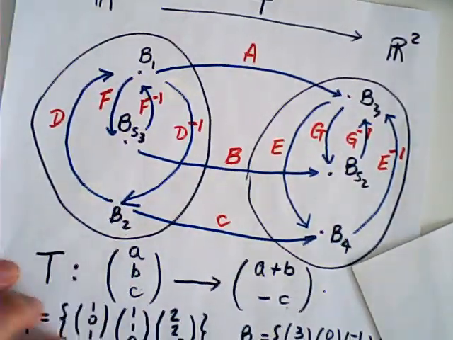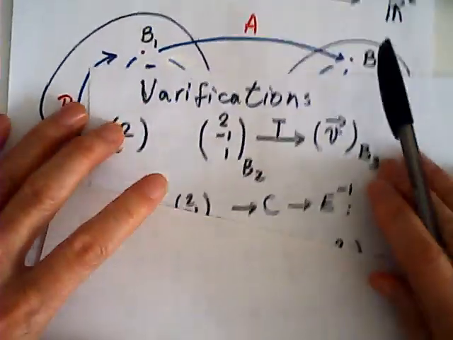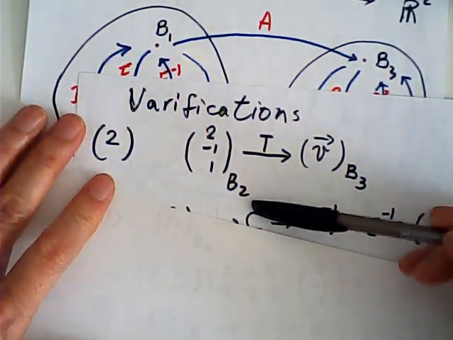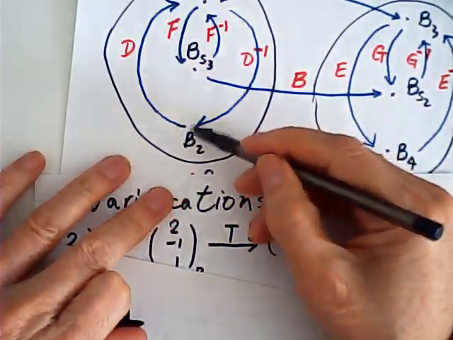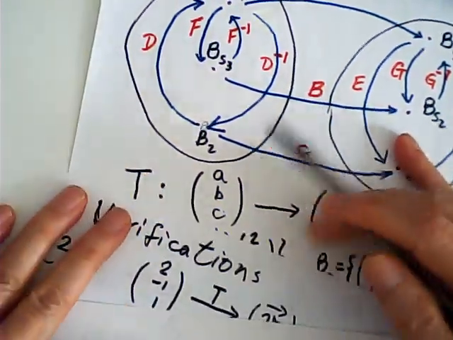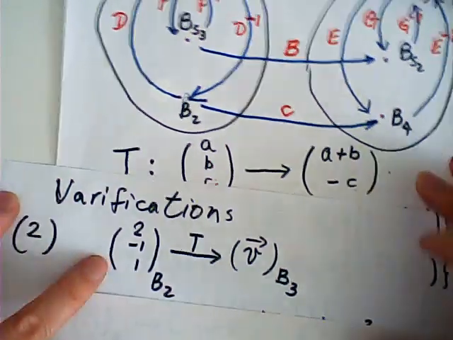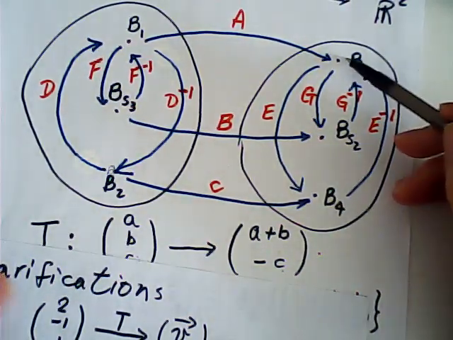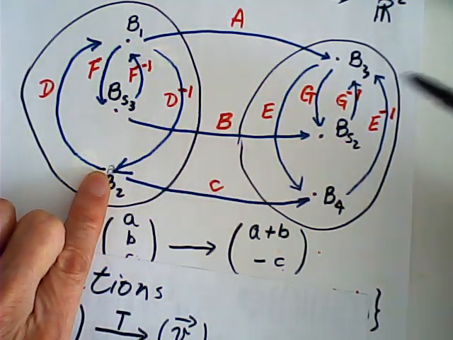Okay, now let's choose another example. We pick up (2, -1, 1) in the basis 2. So that means we pick up a vector here in basis 2. We want to go to R2 in basis 3. We want to be here. So we start from here, we want to end up there. So we have many routes to choose.